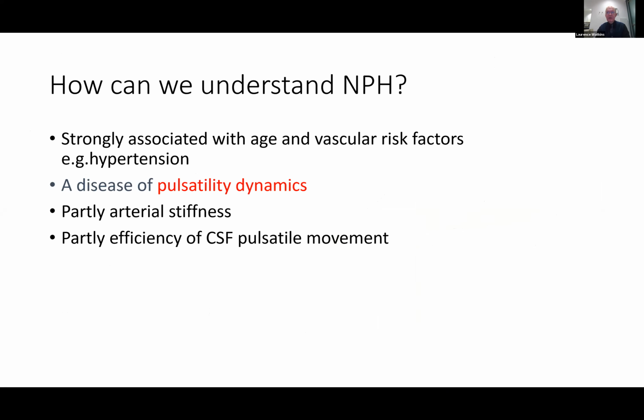So this seems like an interesting condition. So how can we understand it? At first look, it seems nonsensical. How can you have hydrocephalus with normal pressure? Does that make sense? Well, actually, it's not a disease of pressure. It's a disease of pulsatility dynamics.